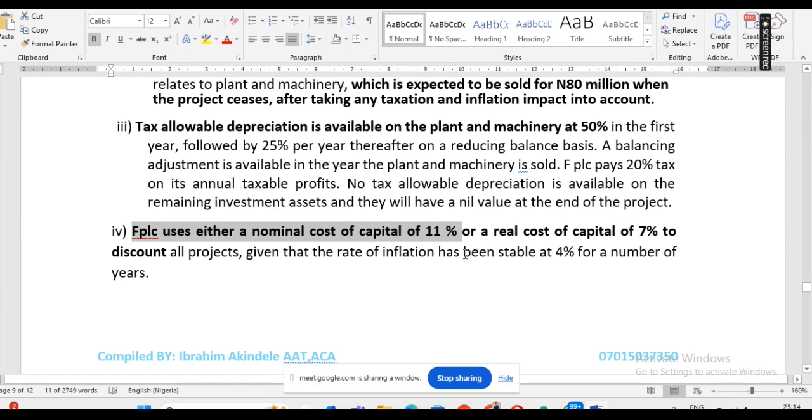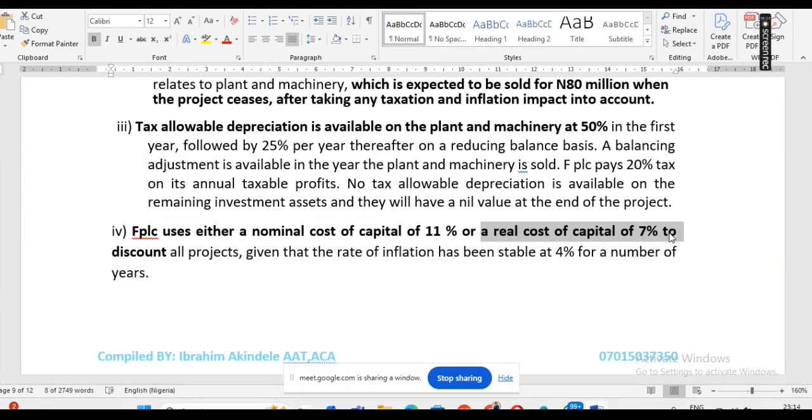Even if this was not given as 11%, we would have converted the real cost of capital to money cost of capital. Real means that you have not taken the effect of inflation into account. But let's quickly test this 11%. We need to convert the real cost of capital to money cost of capital to see if we will get the 11% given to us.